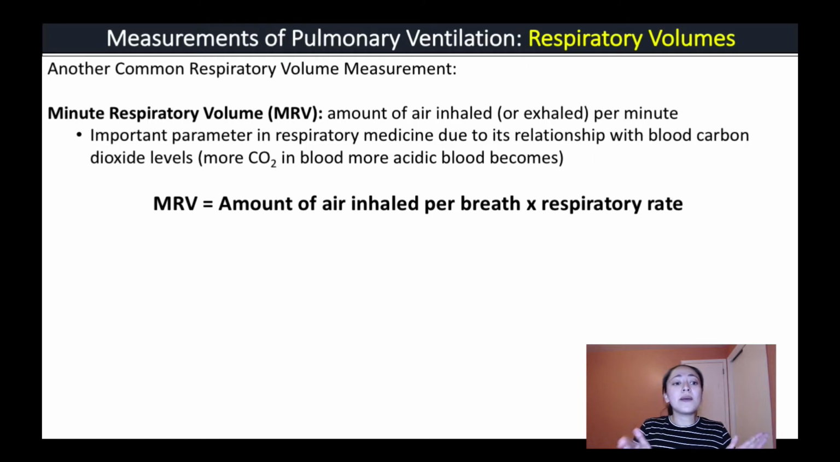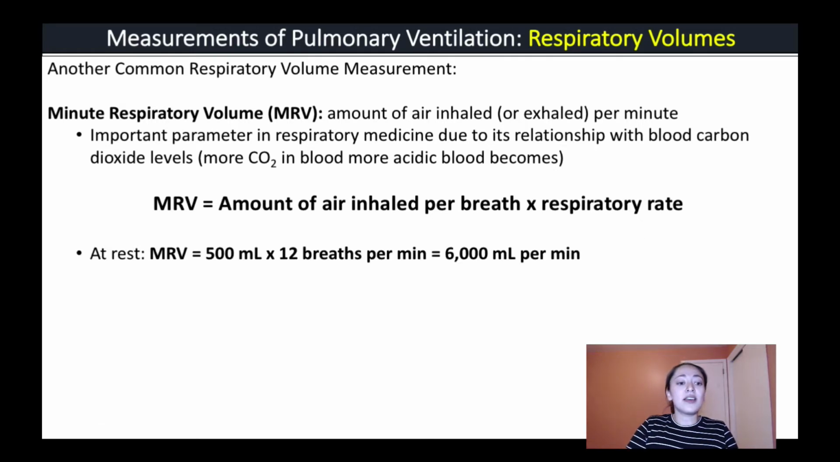So how do we calculate the minute respiratory volume? It's simply the amount of air inhaled per breath times your respiratory rate, so how many breaths you're taking per minute. You don't have to memorize these numbers, but let's see how we can apply this. At rest, your minute respiratory volume would equal 500 milliliters, which is the amount that you typically breathe in, times 12 breaths per minute, which is your resting breathing rate. You multiply those together, and that means you typically breathe about 6,000 milliliters of air into your lungs per minute.